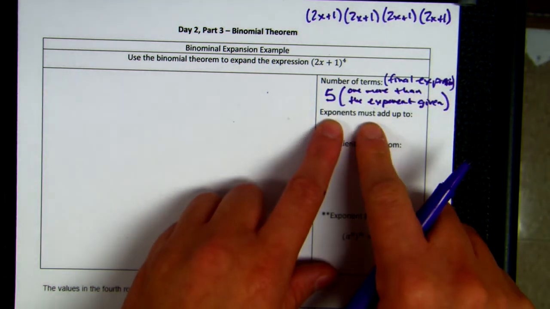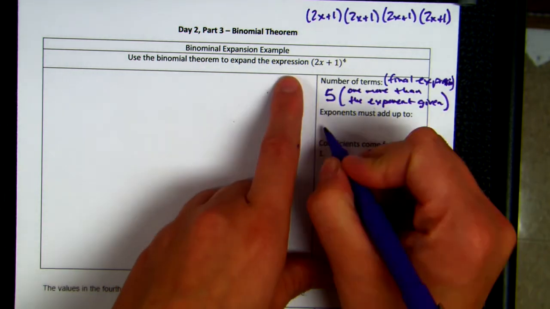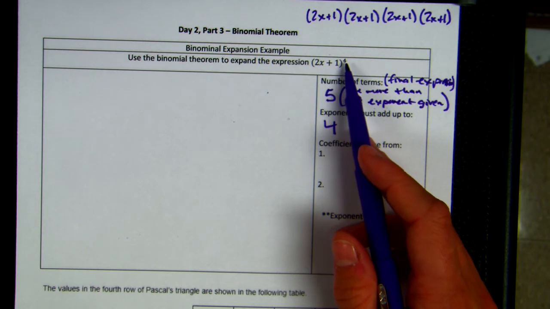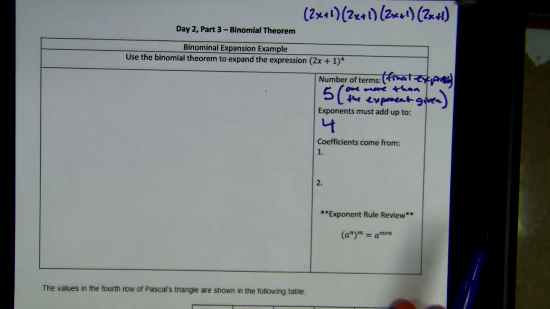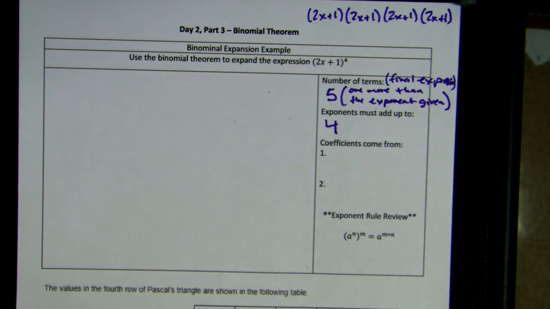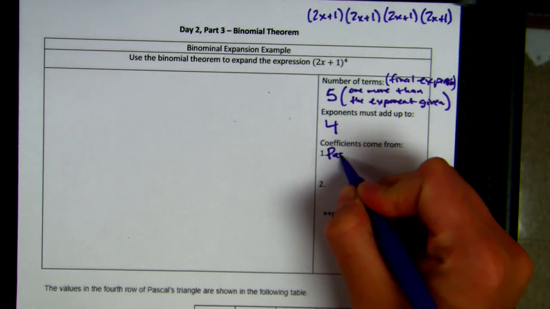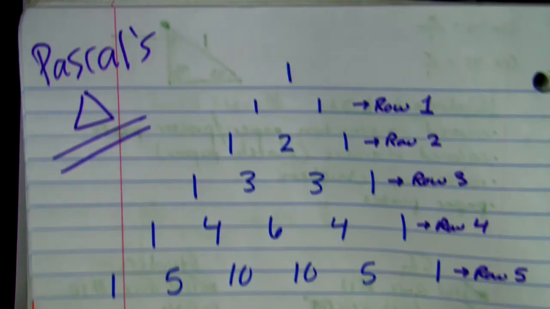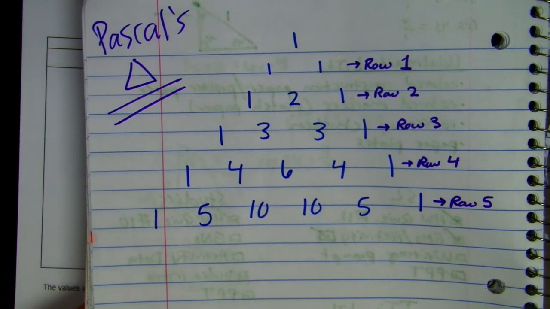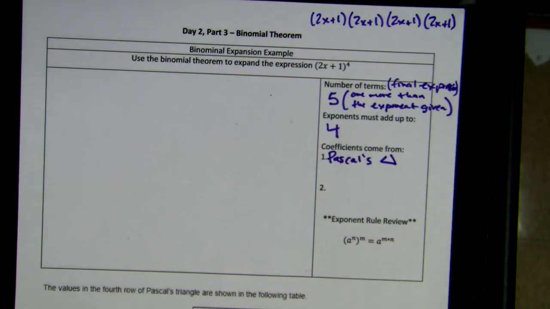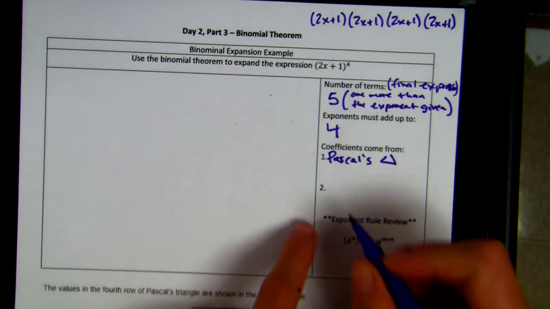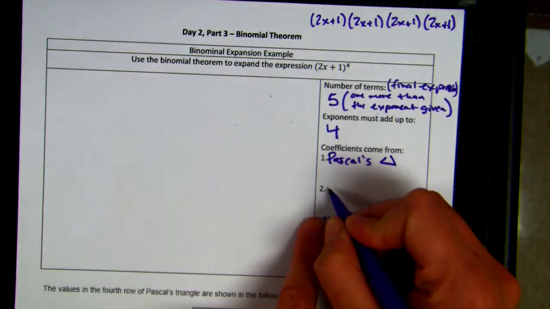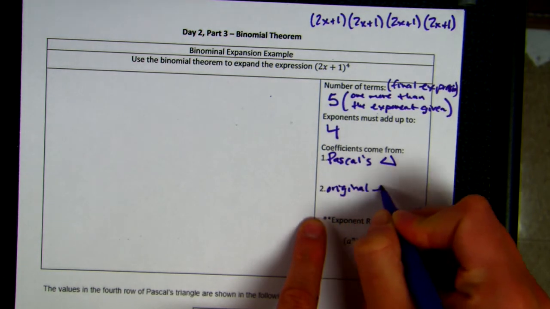Okay, the exponents must add up to 4. So in each part of the expression, the exponents must add up to 4 because that is the exponent on the outside of the parentheses. And then there are two places that our coefficients come from. The first one is Pascal's triangle. Okay, remember this bad boy, Pascal's triangle. I'm not going to ask you to generate your own. You all have copies, but that is where coefficients come from. And it comes from the coefficient of the variable in the original expression. So original expression coefficients.